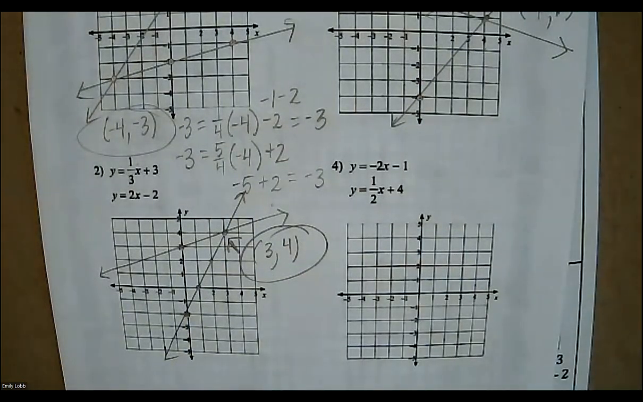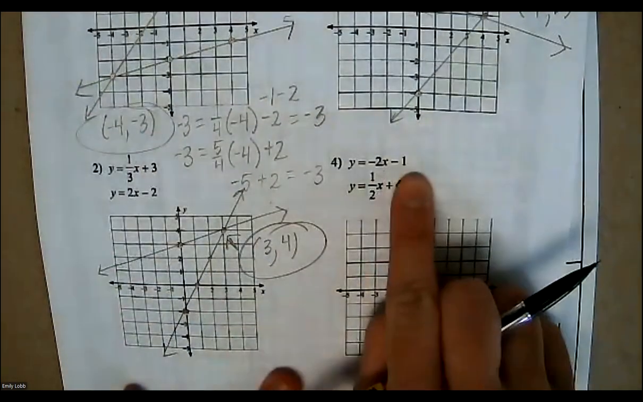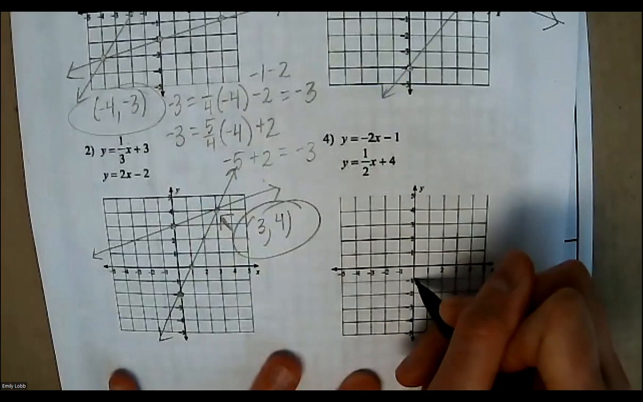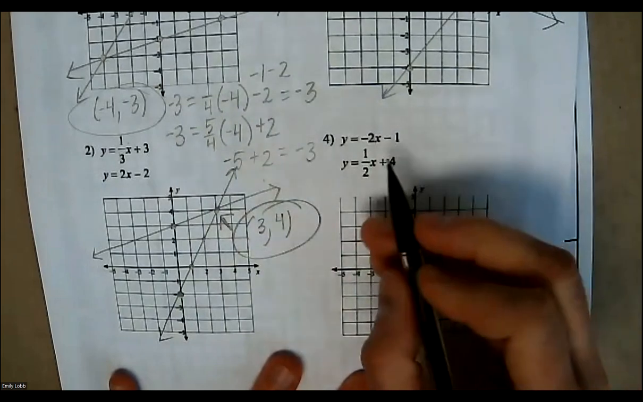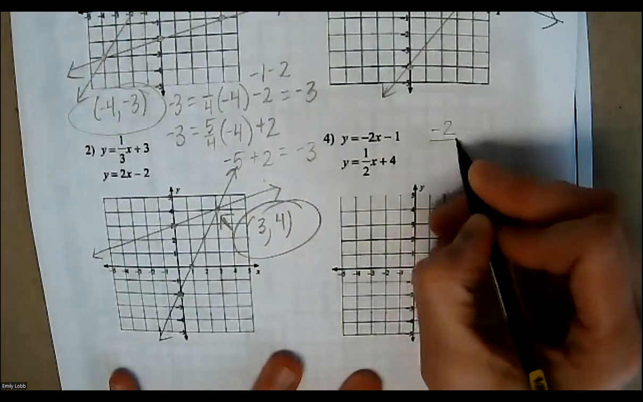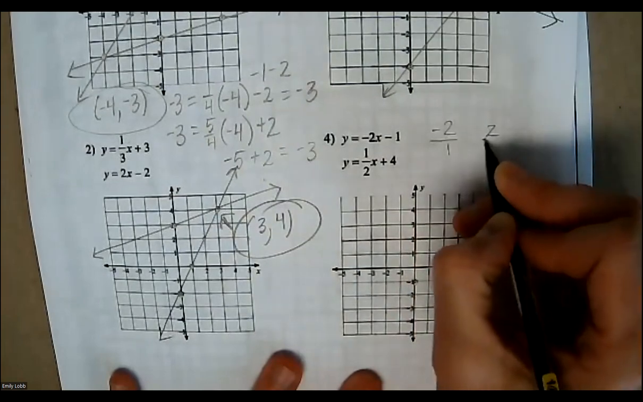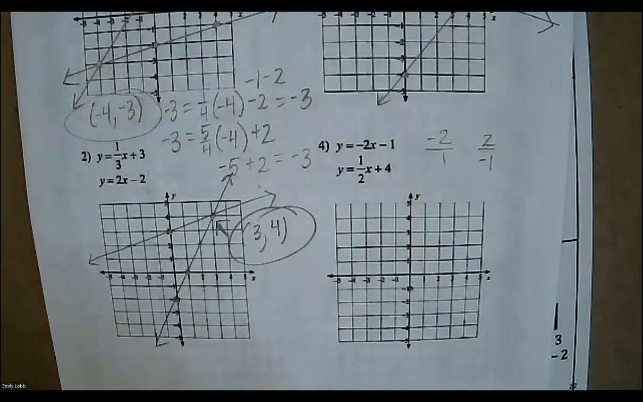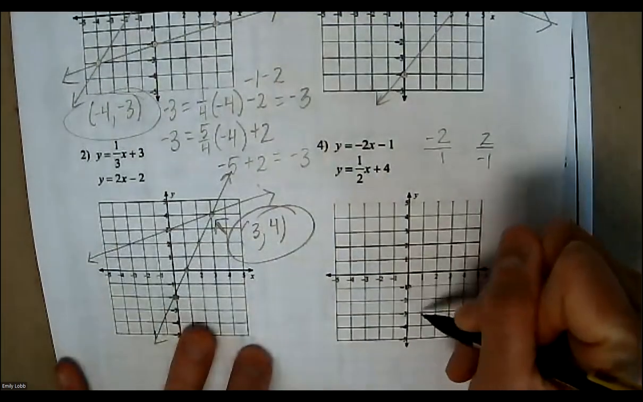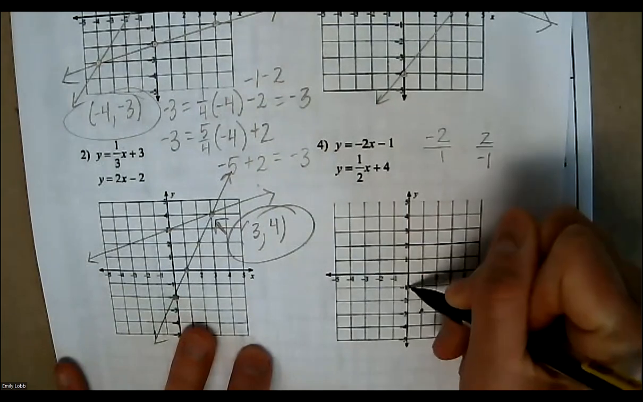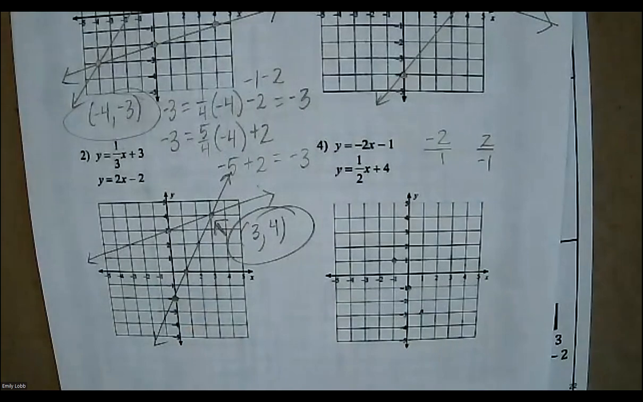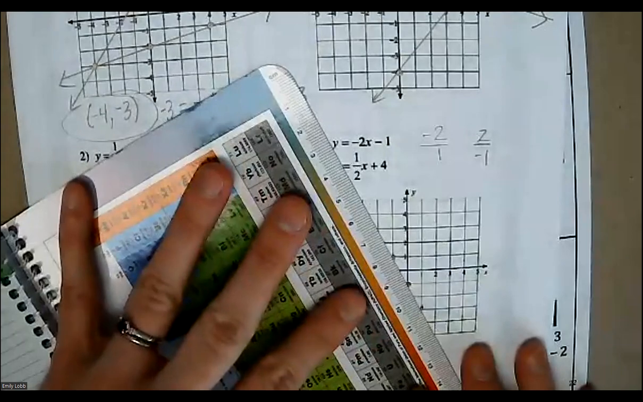Okay? Are we doing okay? This last one, -1 is my y-intercept, so I'm plotting a point here on the y-axis at -1. My slope is -2 over 1. You can think about it as 2 over -1. Either way, right? So if I go down 2, I have to go right 1. But if I go up 2, I have to go left 1. Either way will work. You just need 2 points and a straight edge.